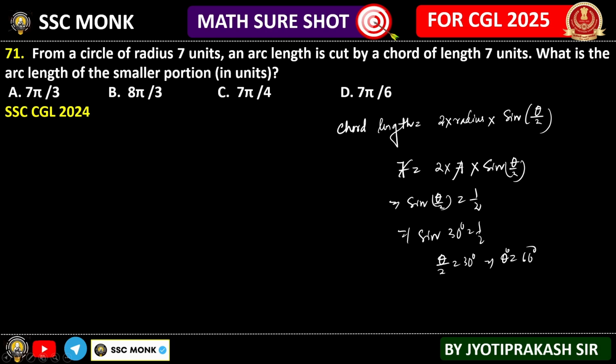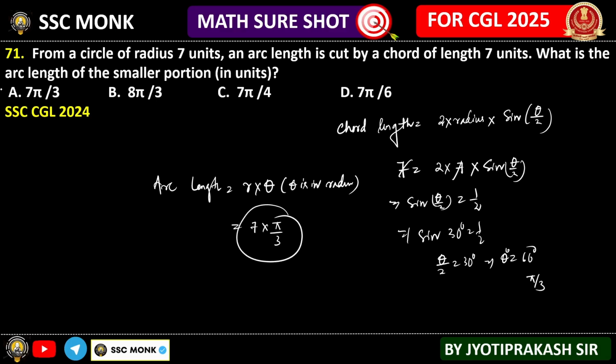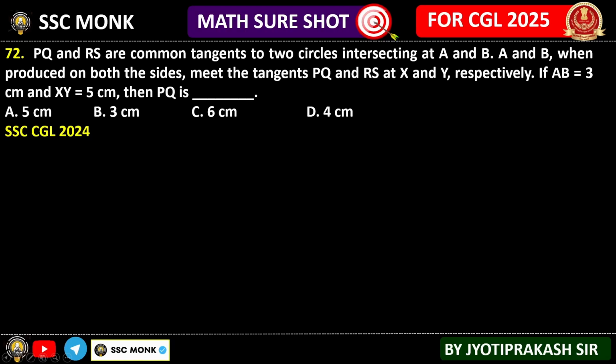Yes or no? Yes. If theta value is equal to 60 degree, arc length is equal to what? R into theta, and theta is in radian value. So 60 degree in radian value can be written as pi by 3. So R value 7 into pi by 3 is the answer. That is option A. Next, PQ and RS are common tangents to two circles intersecting at A and B. A and B, when produced on both sides, meet the tangents PQ and RS at X and Y respectively. If AB is 3 cm, XY is 5 cm, find the value of PQ.